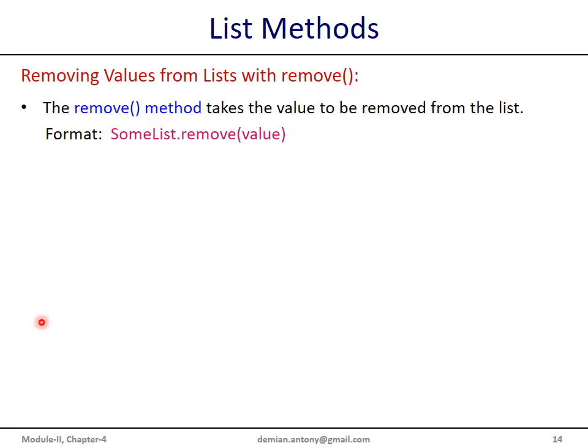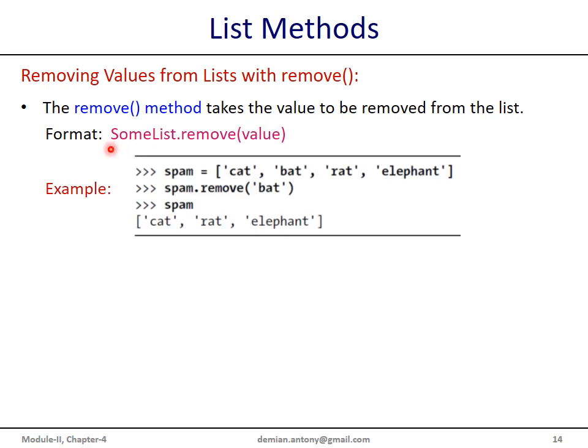Removing values from lists with the remove method. The remove method takes one argument, that is the value to be removed from the list. This is the syntax of using this method: list name with the method remove, followed by the argument, that is the value to be removed.